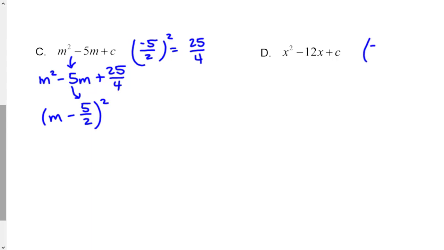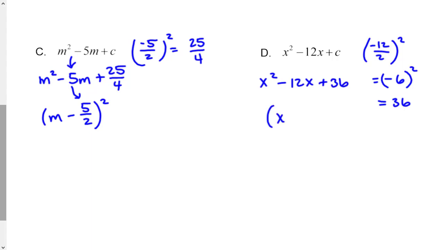Here, if I take negative 12 divided by 2 and square that, this would be negative 6. Negative 6 squared is 36. So x squared minus 12x plus 36. And this would factor into x minus 6 quantity squared. So just again, half of that b term. So it's always going to factor easily there. That's why we're setting it up the way we are.